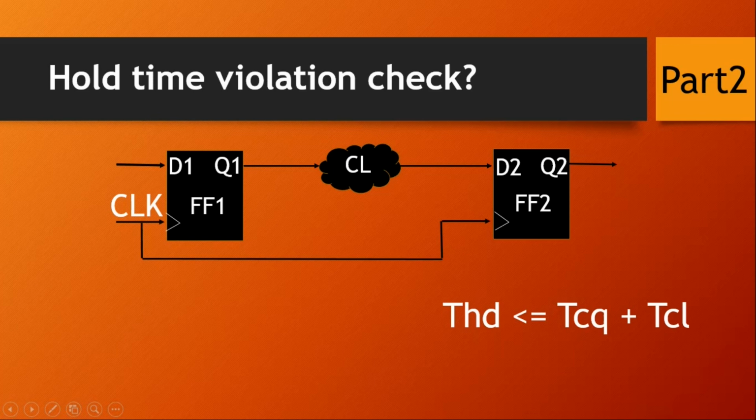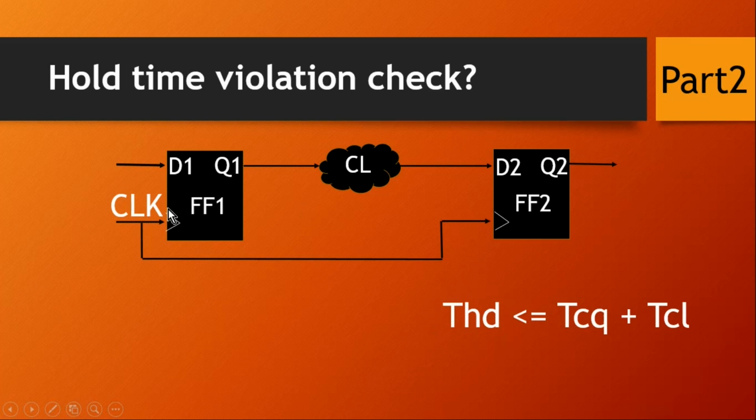Friends, now let us consider the other case where this hold time equation is met. In that case, that means this delay, that is TCQ plus TCL delay, is enough to meet the hold time requirement of flip-flop 2. So what will happen? There will be the active edge on both flip-flops, and the input of flip-flop 2 should be stable for THD amount of time.